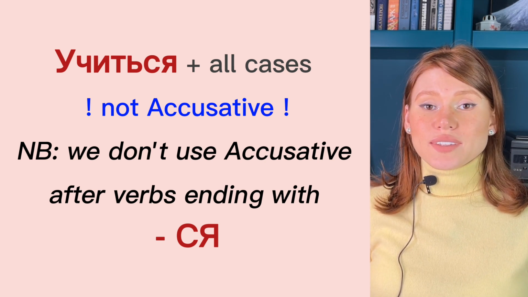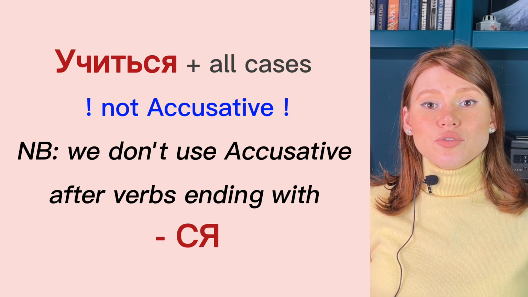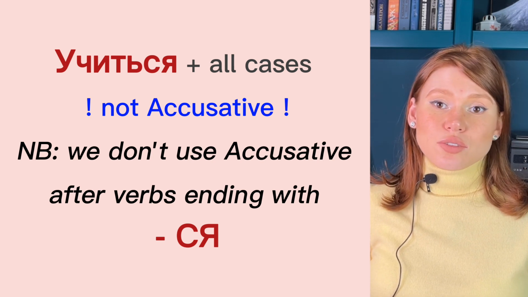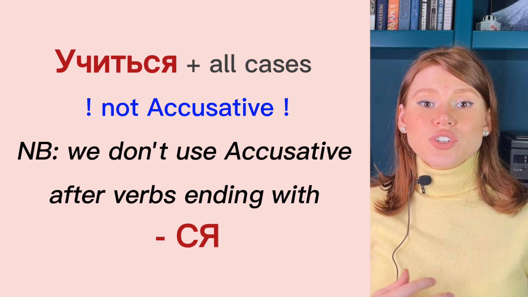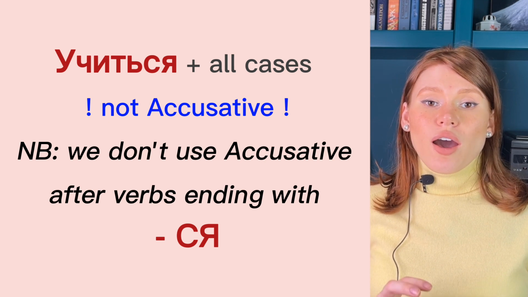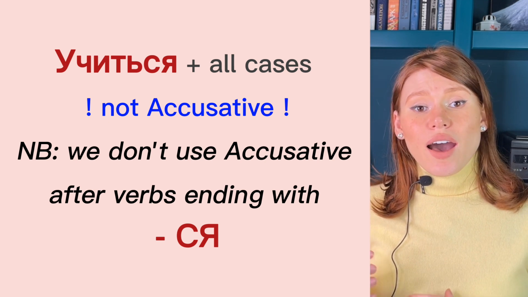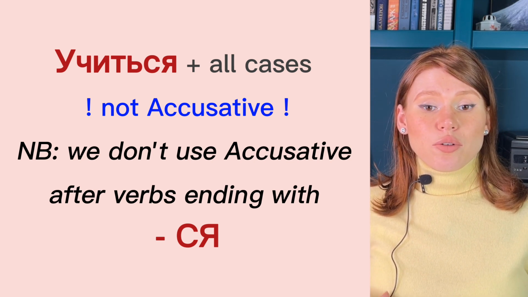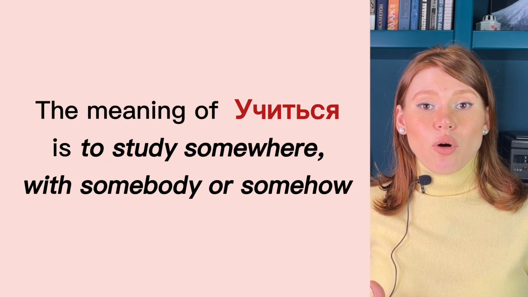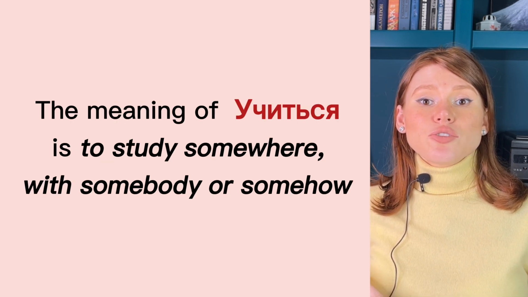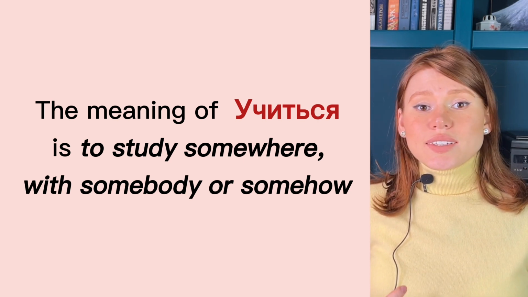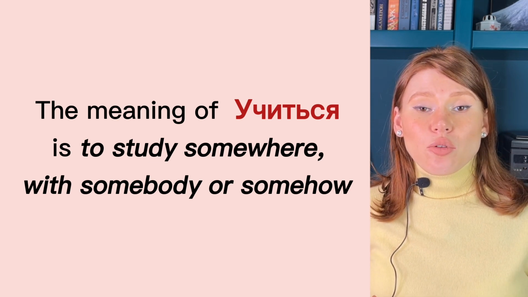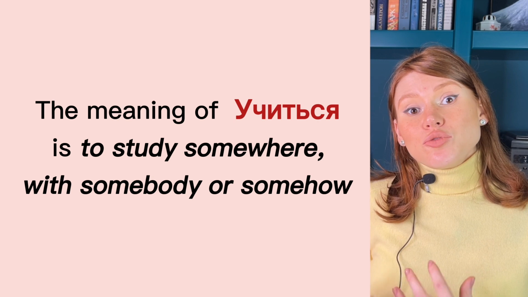Okay, the next verb: учиться. After verbs with the ending ся, it's impossible to use the accusative case. So just remember this rule. This rule applies to the verb учиться, which ends in ся. After this verb, we can use other cases. For example, the prepositional, when we want to say about place. Actually, the meaning of the verb учиться is to study somewhere, or with somebody, or somehow, or to study, to do something.